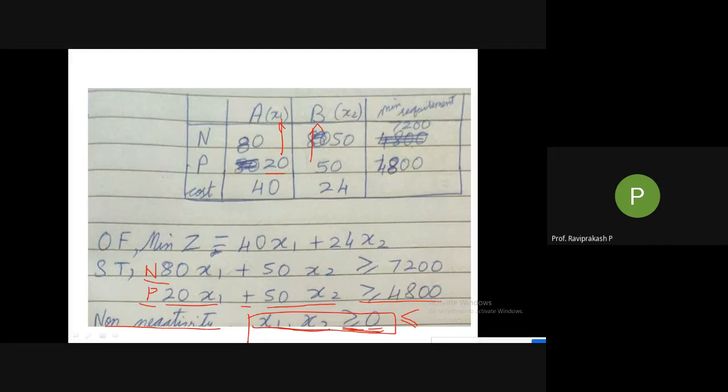By this we'll end our class for today. In the next class, we'll see the graph for this and find out the minimum point. I hope no doubts here, students. No, sir.